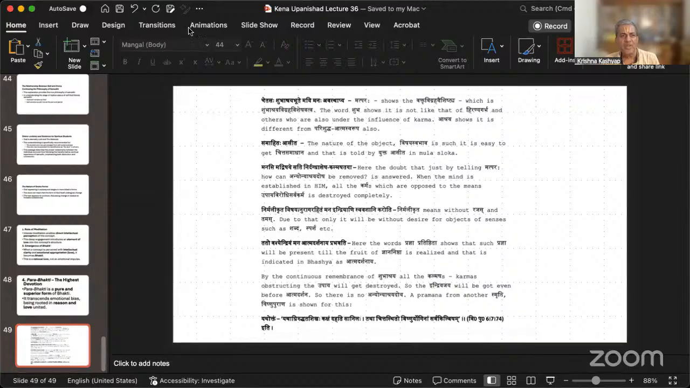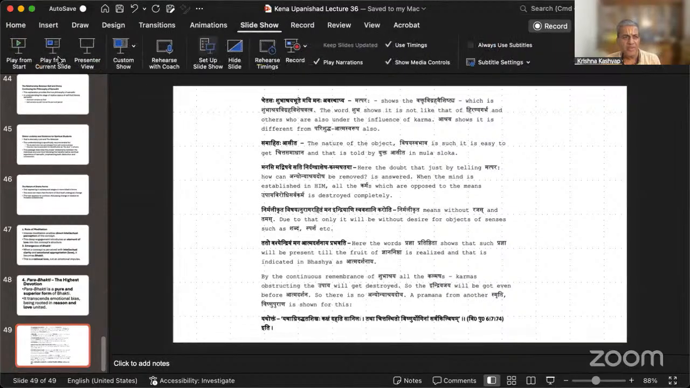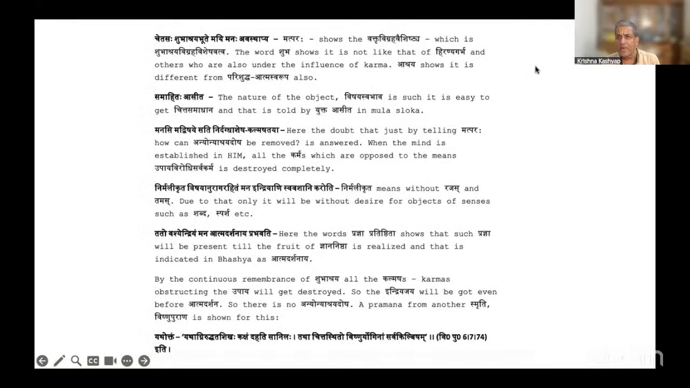Where is it? Okay. You can see my screen, I think. I'm going to put it on slideshow mode. Okay, this is chapter 2. I'm going to give you the verse number because I didn't write it down here. Verse number, some 50s it is.